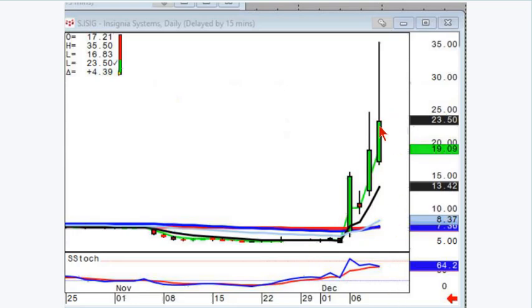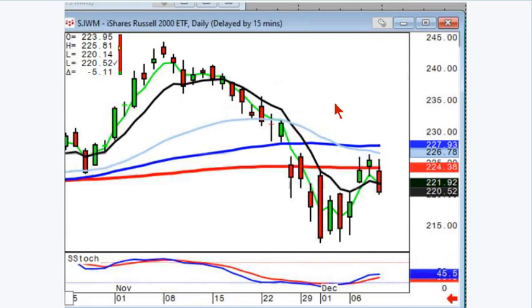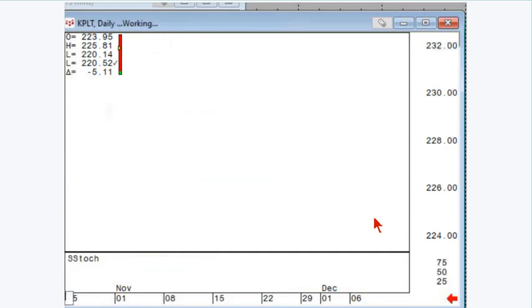ISIG, well, you're now up in a higher risk area. If I was trading this one, it would definitely be off the 10-minute chart. The Russell 2000 back below the T line. Yes, so you got to figure they haven't started the uptrend yet.